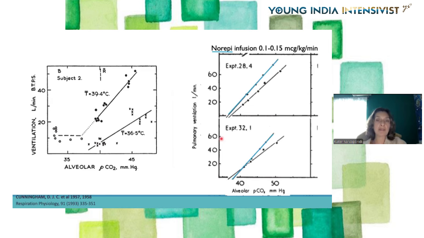Other factors that shift the slope, again from experiments in the early 60s, include temperature. With fever, the slope is shifted upwards, but also shock. Norepinephrine infusion in these healthy subjects shifted the slope upward and to the left. This has also been observed in clinical conditions such as heart failure or cirrhosis, where it is known that patients have high levels of catecholamines, and it has been shown that the CO2 slope is shifted upwards.